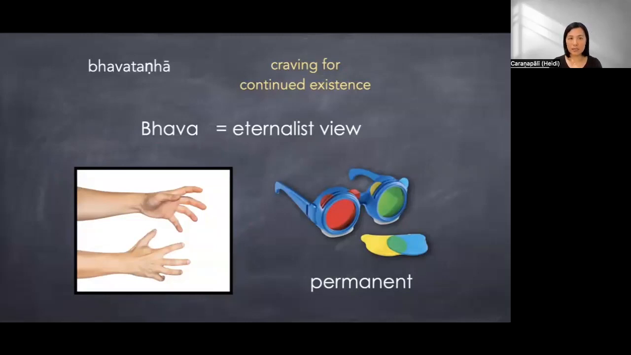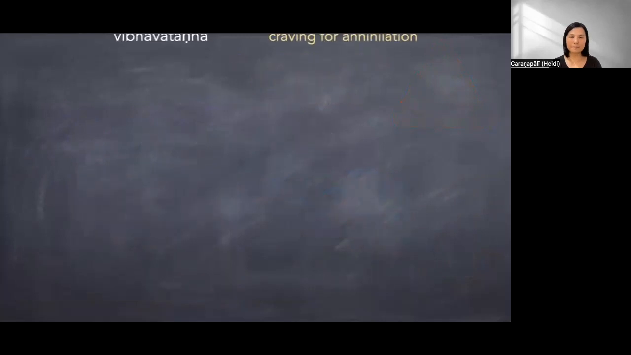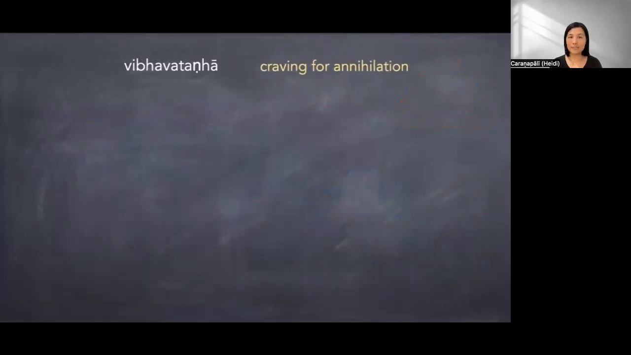So this is the craving together with eternalist view. Let's take a look at vibhava tanha. It's translated as the craving for annihilation. Here, vibhava means annihilationist view.